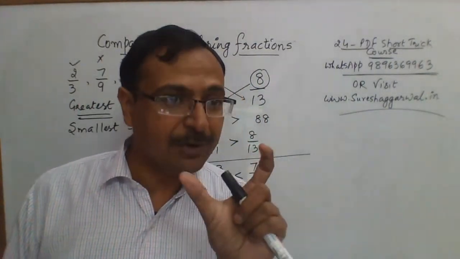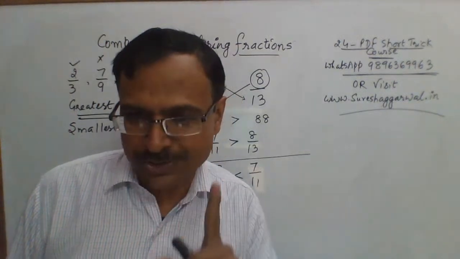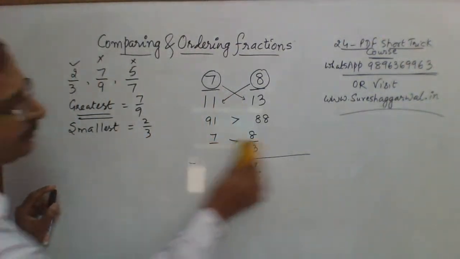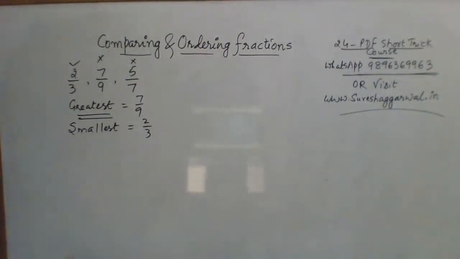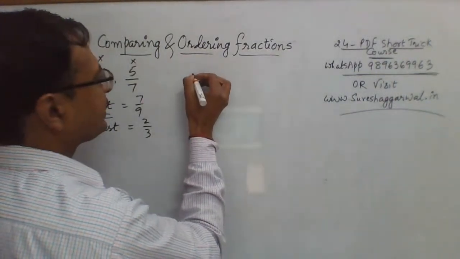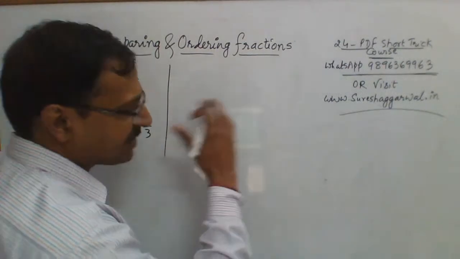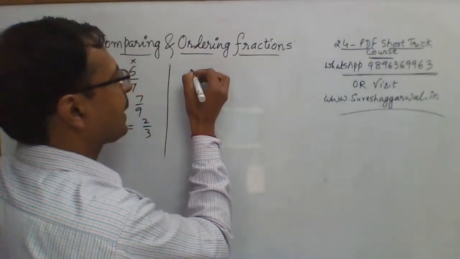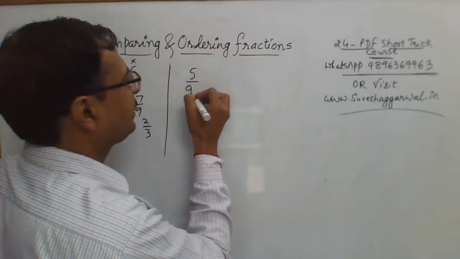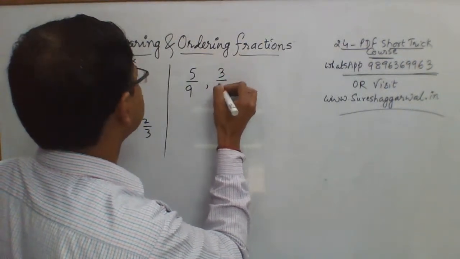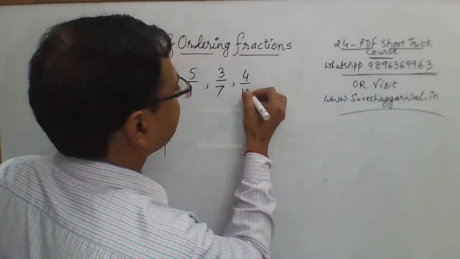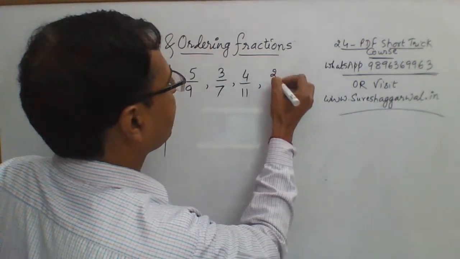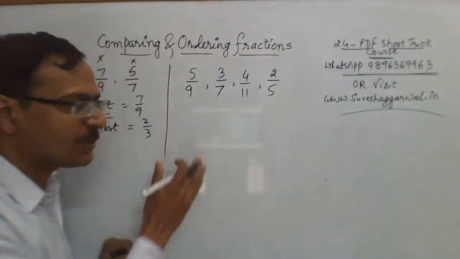Now I am telling you the type of question I will be giving you as a prize question. So watch this very carefully. Let us assume you are given some fractions like 5/9, 3/7, 4/11, 2/5, 4 fractions, okay?